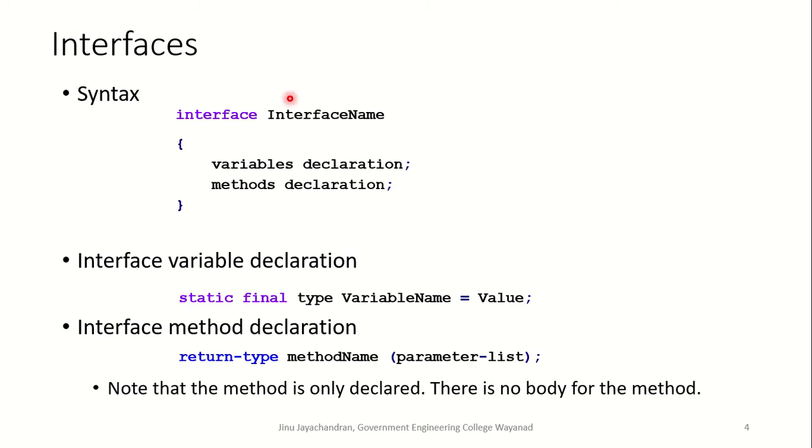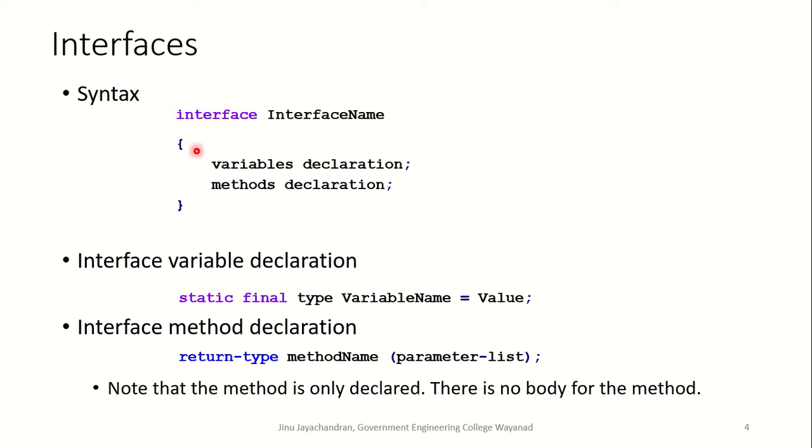So let's look at the syntax. If you look at the syntax, it is interface, space, interface name. There's a variable declaration, there's a method declaration. So it is similar to that of a class. That's why it is called a blueprint, because if interface is replaced by class, it is the same syntax as that of a class.